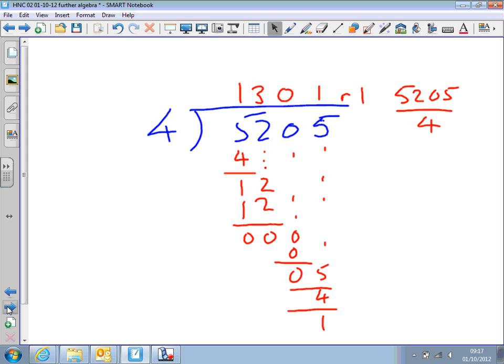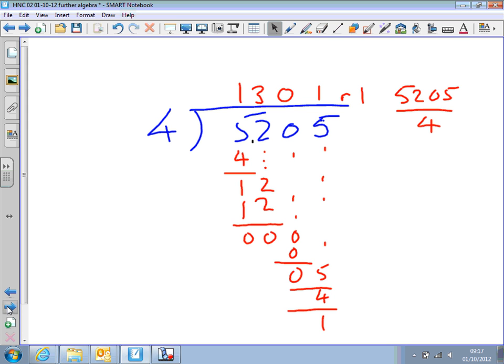Now, I don't know whether you would have done it like that. When I was at school, I used to go 4s into 5 goes once, remainder 1, so the little 1 went here, and then 4s into 12 and so on, okay? But this is how you might set it out if it's a long division. Let's go through it. And then I'll just pause while you write it down.